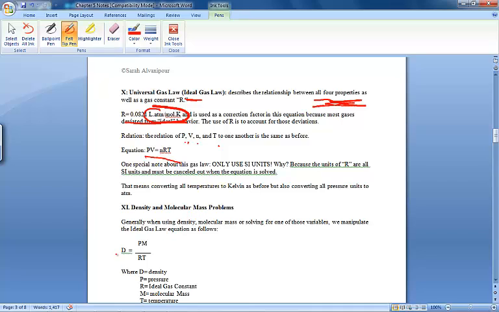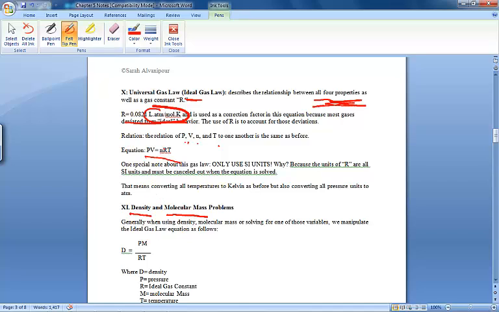The ideal gas law is also not only helpful because it takes into consideration all four gas properties, but it also helps us to determine the density of a gas, because gases have a very low density, and it helps us to determine the molecular mass of a particular gas.